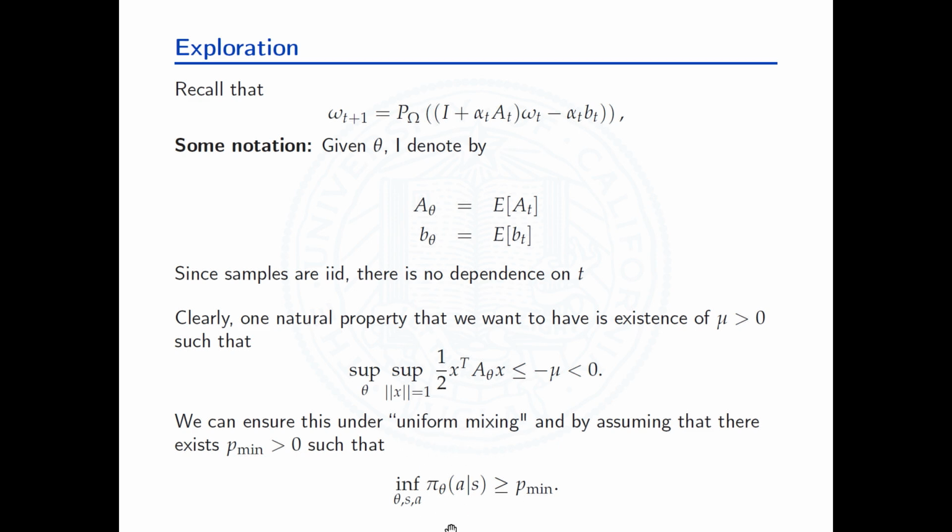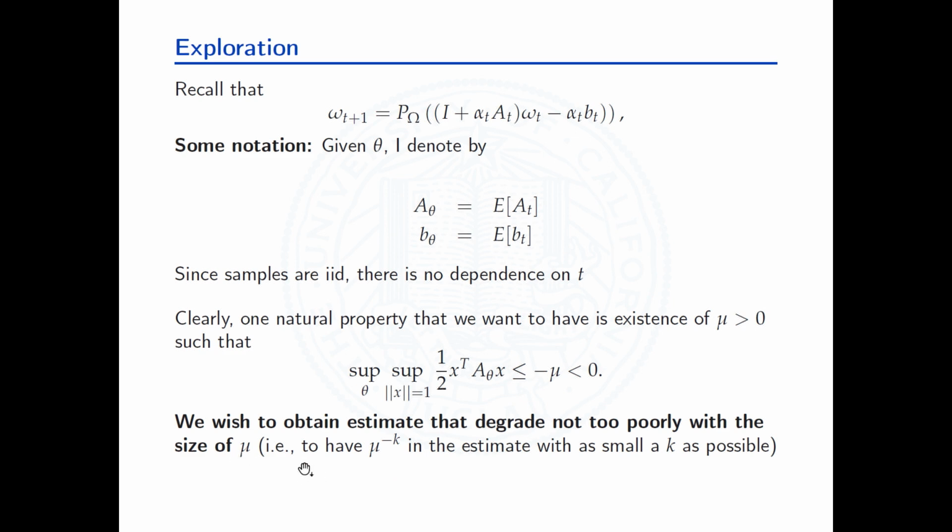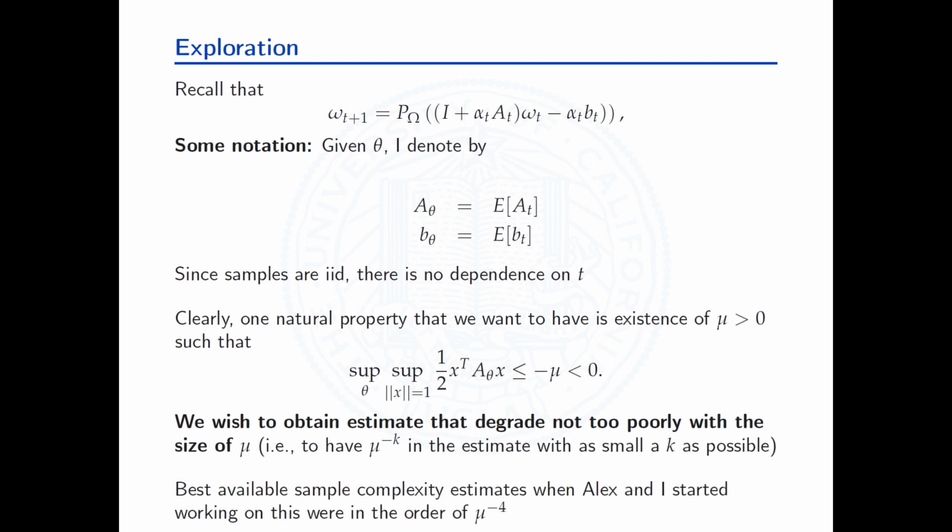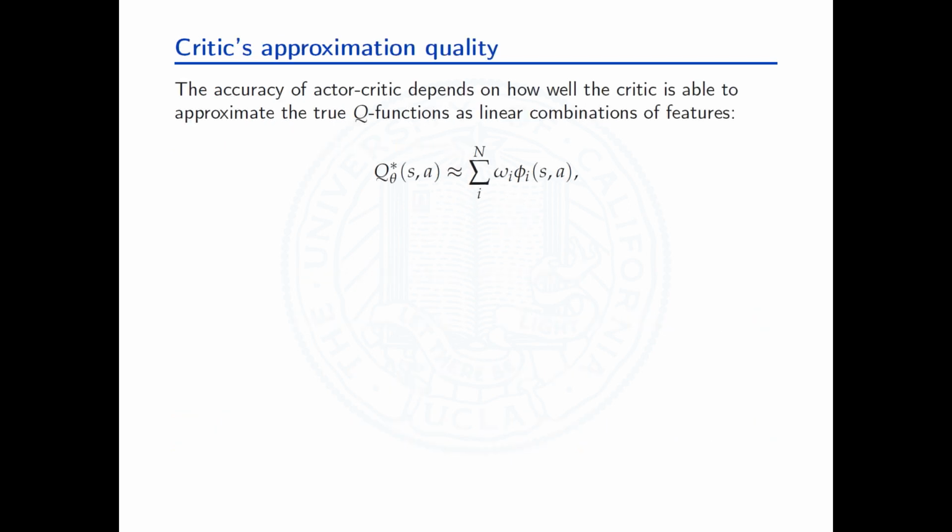The first thing I'm going to ask you is, give me some uniform mixing, enough mixing. This policy you have has to visit everywhere, in a way, right? Roughly speaking. So this is the exploration, okay? I'm going to call it the exploration assumption. And now one of the things that's important for people who work on the sample complexity is this mu, its appearance is important, okay? In particular, I've made a note. We wish to obtain estimates that degrade not too poorly with the size of mu, okay? I think at the time we worked on this, the best bound was mu to the -4, okay? If you're in this line, I think, as I mentioned, you understand why this is important.